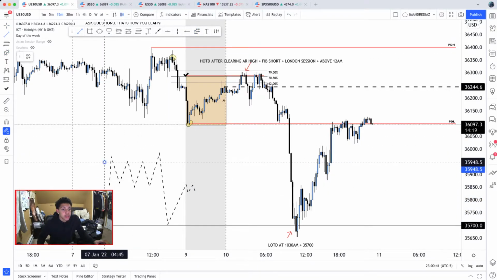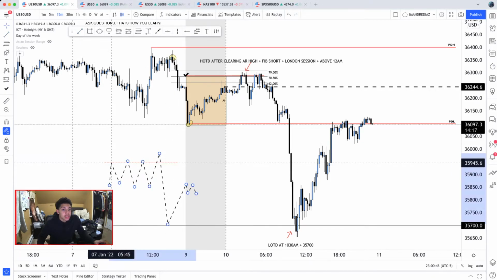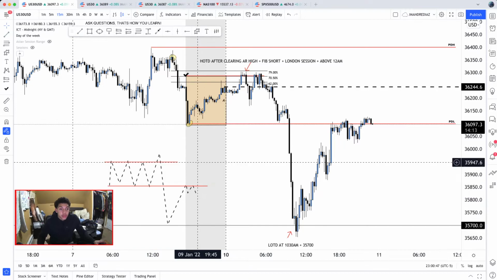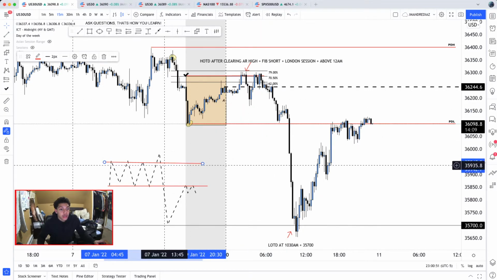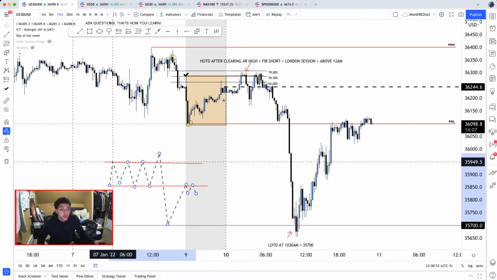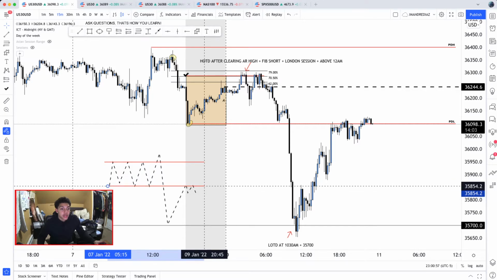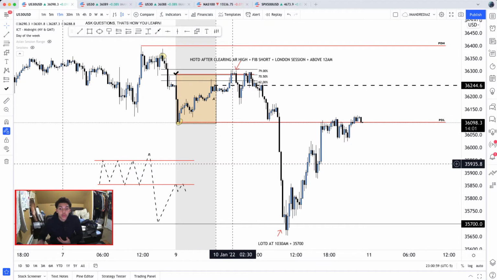And the reason I do this is because when you do things like this, these are the setups that I like to look for. So today was a clean, very clean London continuation move. After clearing the Asian session highs, trading above the 12 a.m. open, you can see price overall had this move to the downside. And this is going to be trades that we are going to want to replicate in the future.